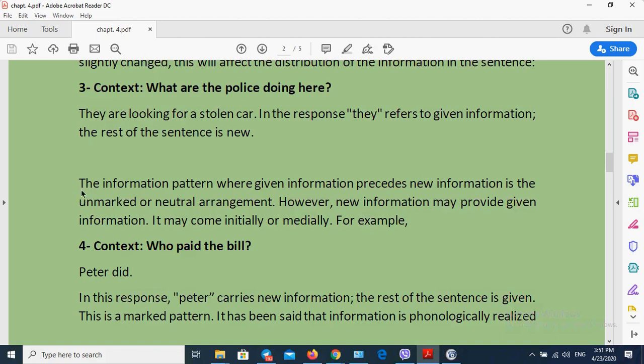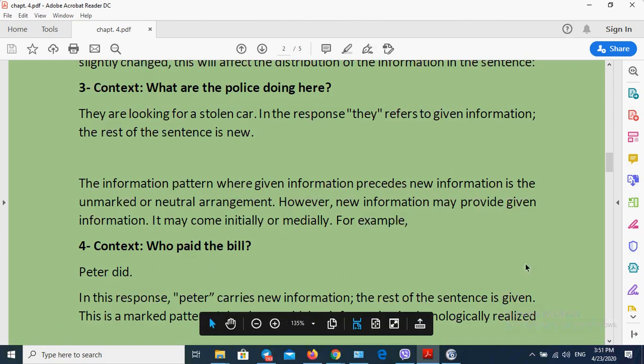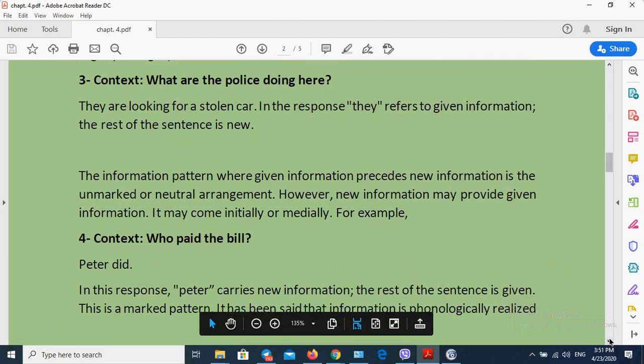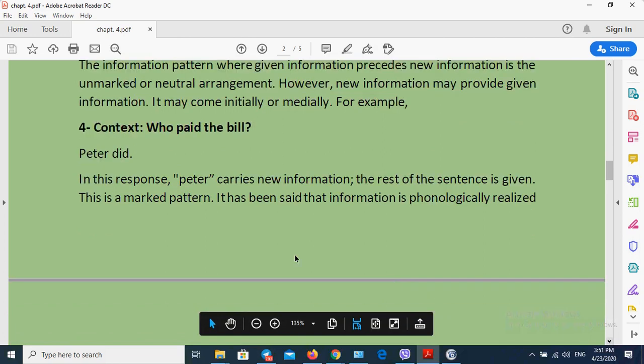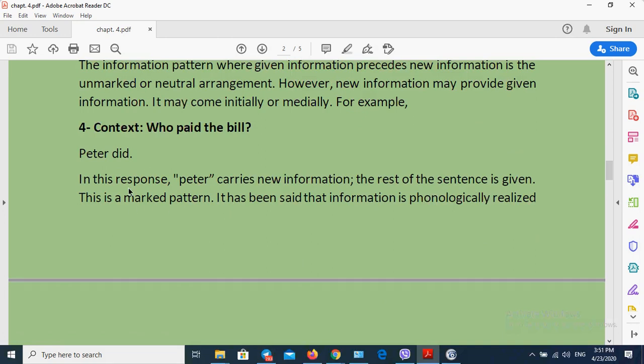Let's move to the information pattern. When given information precedes new information, it is the unmarked or neutral arrangement. However, new information may come initially or medially. For example, context: Who paid the bill? Peter did. In the response, Peter carries new information. The rest of the sentence is given.